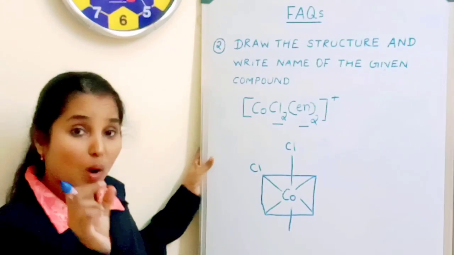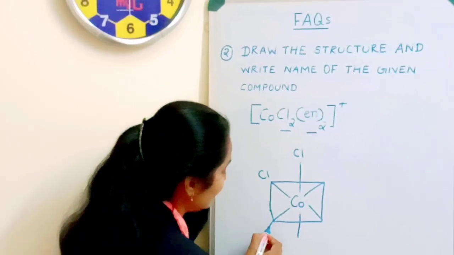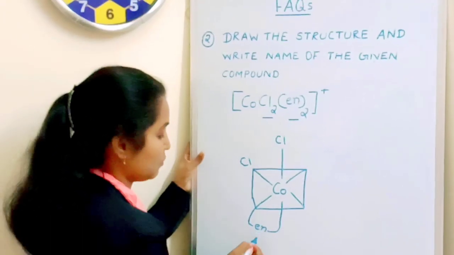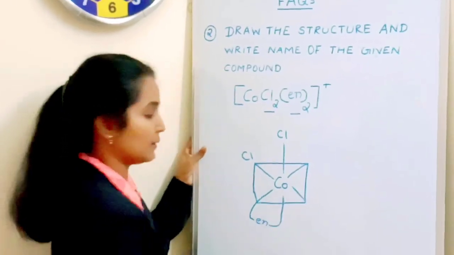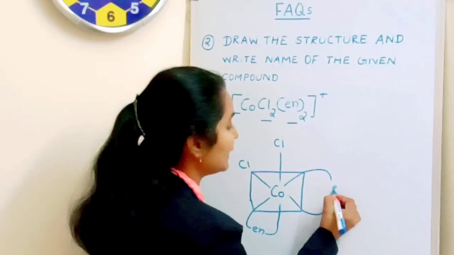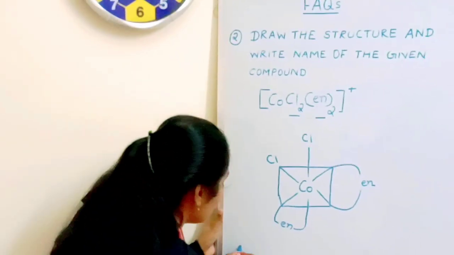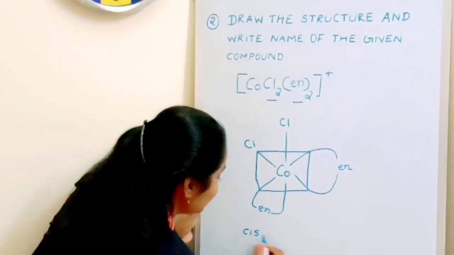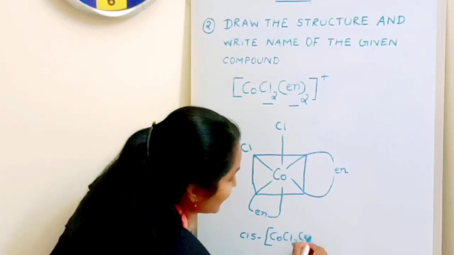And what about en? One en makes two coordinate covalent bonds with the central metal ion. One N has a coordinate covalent bond, and the other end will have another coordinate covalent bond. So en will be like this. And here, another en will form coordinate covalent bonds like this. So we have got a cis form. This is the cis form of the given structure: cis-[CoCl2(en)2]+.